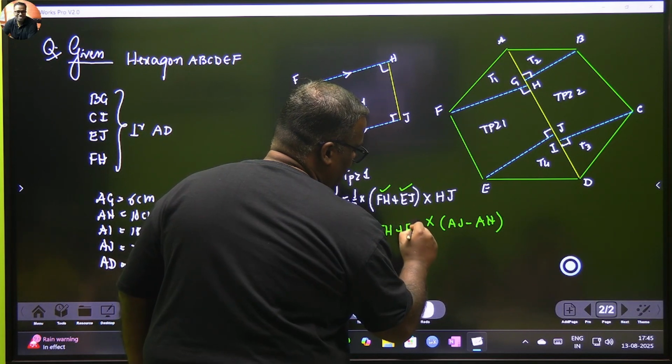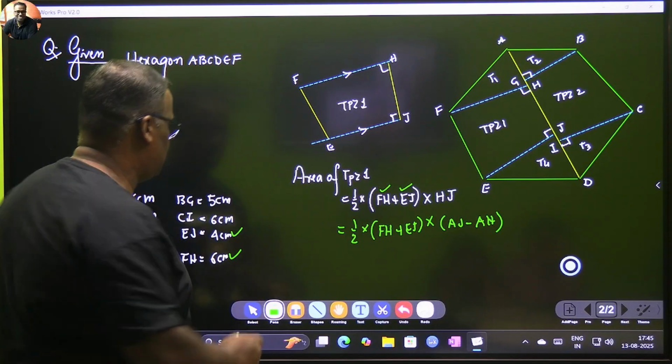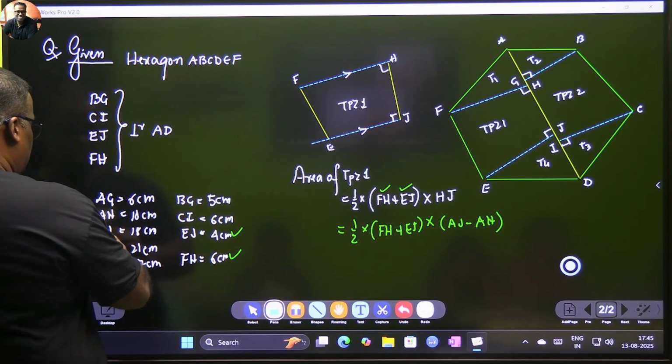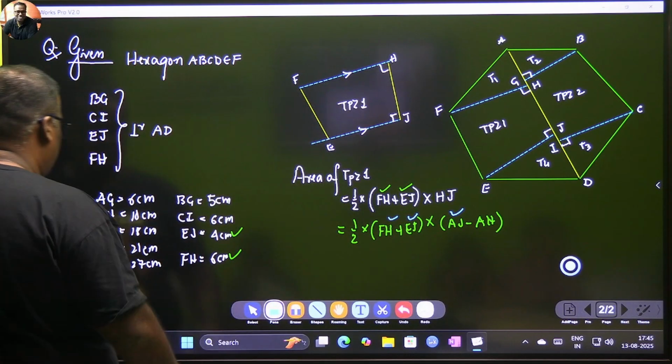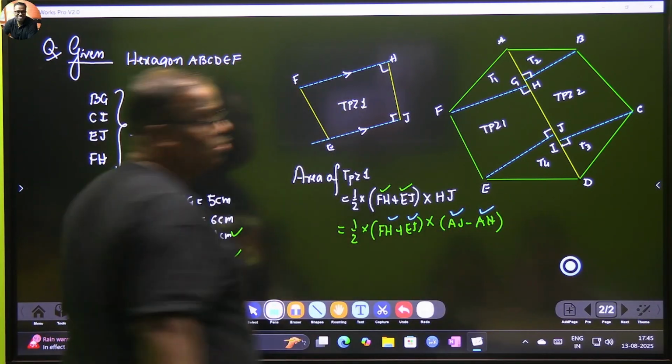FH plus EJ, half. Now let's cross check with ourselves. Do we have the data for AJ? AJ is given. So I now know this. I already know these 2. And AH is also given. So I think my job is solved.